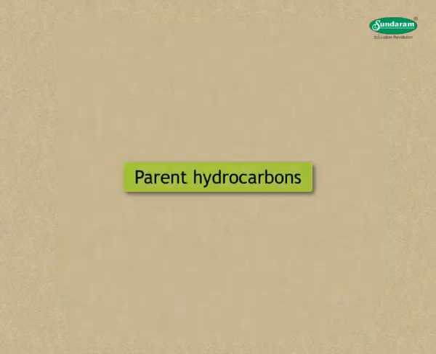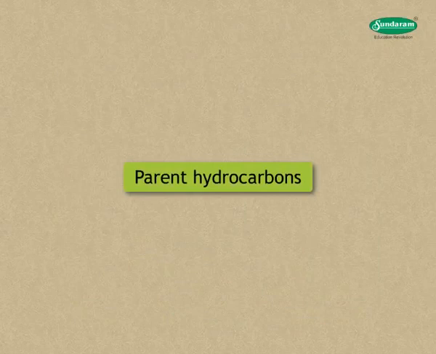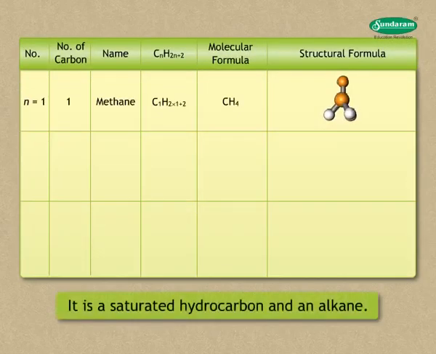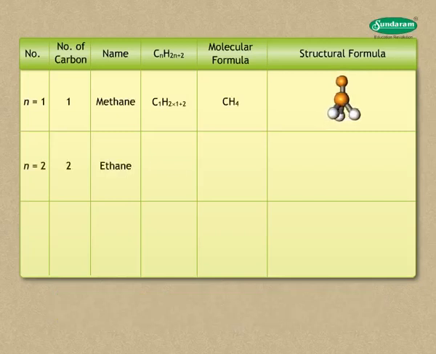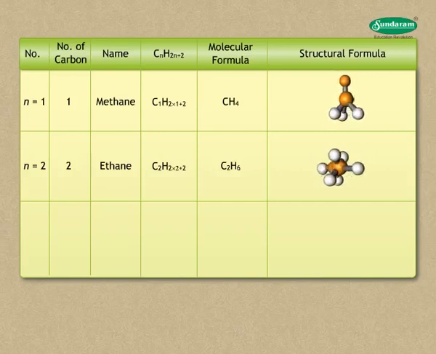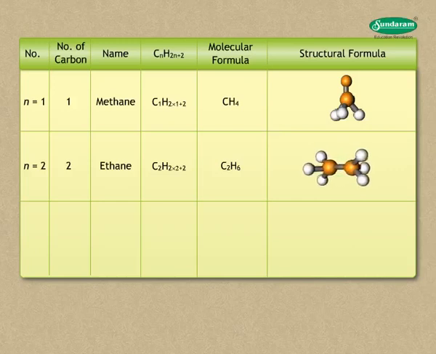Let us look at the parent hydrocarbons. Take the example of methane. It is a saturated hydrocarbon and an alkane. If we increase the number of carbon atoms by 1 and the number of hydrogen atoms by 2, then we will get a compound C2H6. This is ethane and is the next member in the family of alkanes.